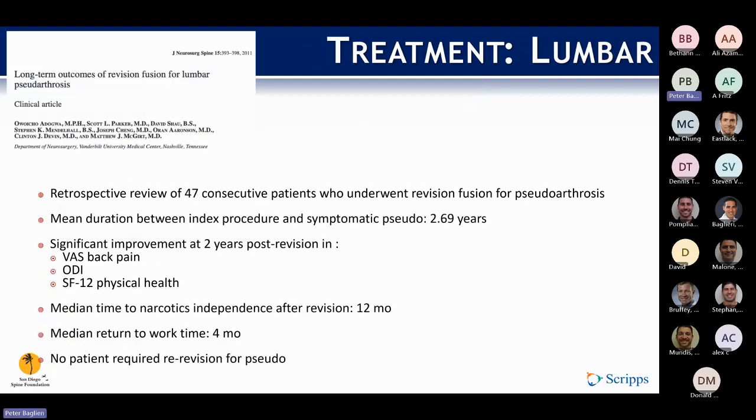With regards to the lumbar spine and treatments for pseudoarthrosis, this was a 2011 study that looked at 47 patients that underwent revision fusion for pseudoarthrosis.